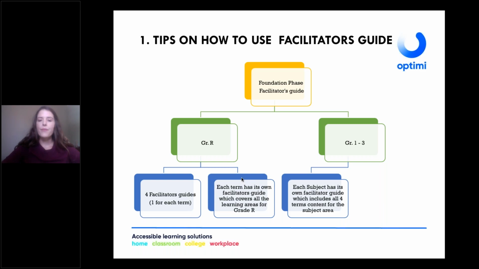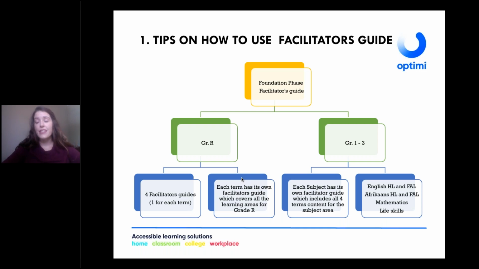For Grade 1 to 3, each subject has its own facilitator's guide, and each subject has 4 facilitator's guides covering all the content for the specific subject area in that term. In other words, you will have a facilitator's guide for English home language or first additional language, Afrikaans home language or first additional language, mathematics and life skills.